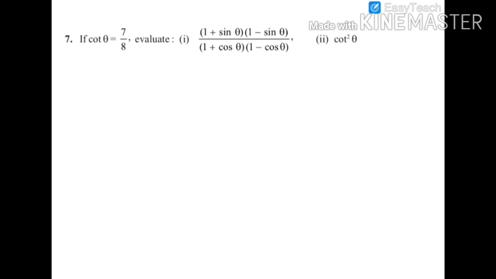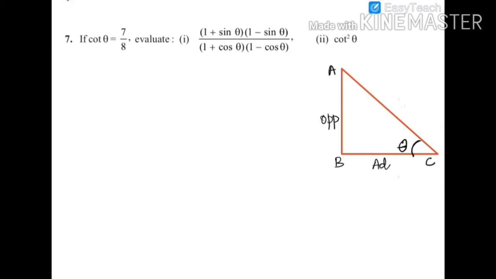So the method is exactly the same. Using this ratio we will find the third side of the right triangle and then we will write down these ratios and substitute in this expression and then evaluate. So let us first draw a right angled triangle and mark angle theta in it. Let's name the triangle as triangle ABC. So the opposite side to theta is AB, adjacent side is BC and hypotenuse is AC.